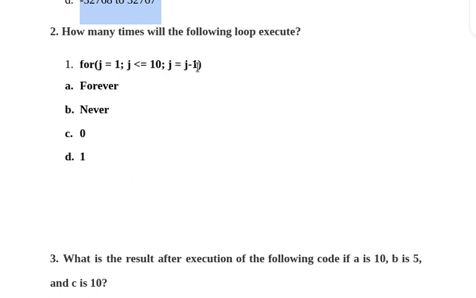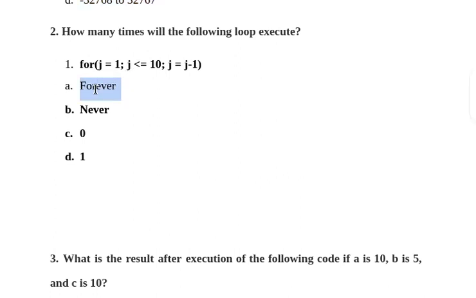So the loop is executed again. 0 is less than or equal to 10, yes, so again the value of j will be decremented by 1 and it becomes minus 1. In this way the value of j goes on decrementing, and as it does, it will always fulfill this condition. So the answer will be forever. Forever is our correct answer.